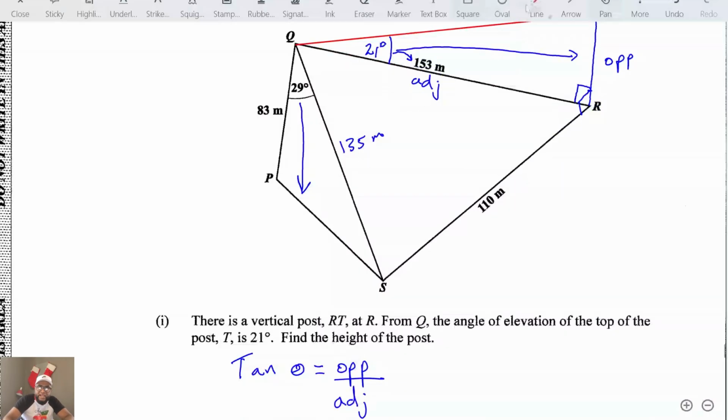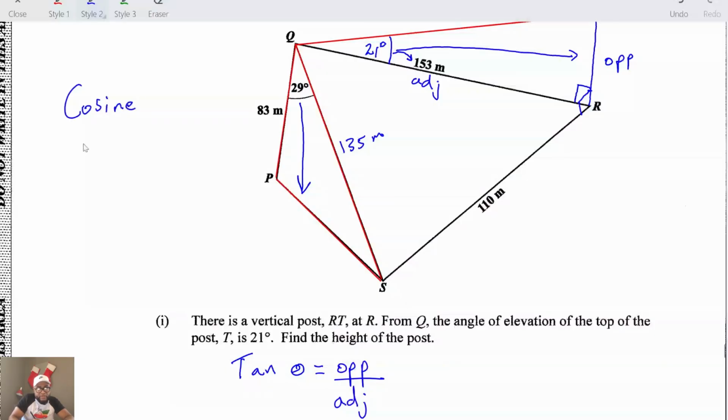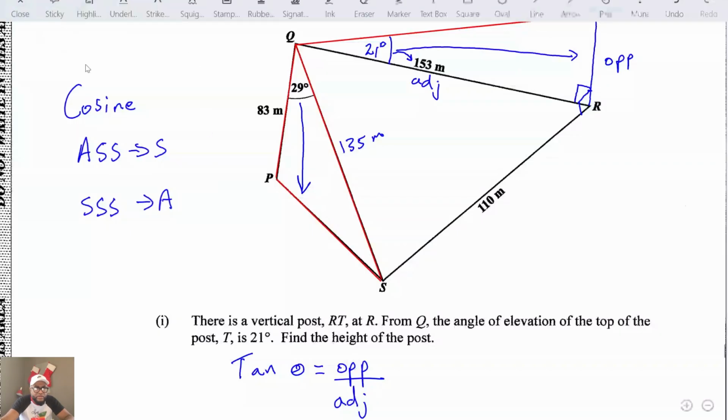Cosine rule. Focus on this triangle, children. This is the triangle we're focusing on. You want a side, and you have an angle and two sides. Cosine rule is: you have an angle, two sides, and you want the other side, you use cosine rule. If you have all three sides and you want an angle, you also use cosine rule. So let's work.